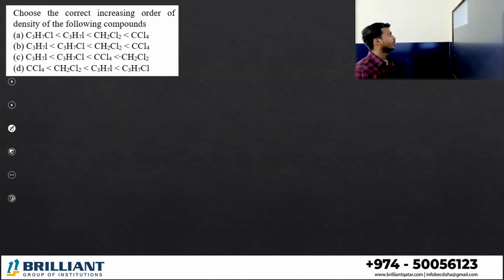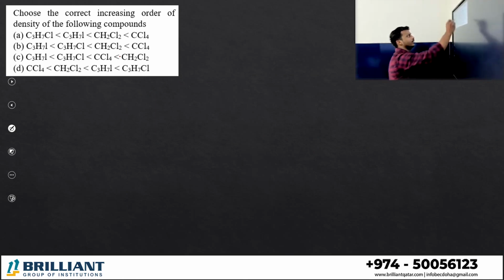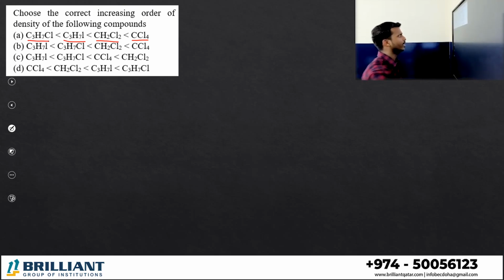Okay. Next. Choose the correct increasing order of the density. Density depends on mass. Which one has greater density, dear all? You can check the masses. First, carbon with 4 chlorine atoms. Here 1 carbon, 2 hydrogen, 2 chlorine only. Here 3 carbon, 7 hydrogen, 1 iodine. Here 3 carbon, 7 hydrogen, 1 chlorine. All of you check it. Definitely option A can be the answer because it has the greatest mass, because it is carbon with 4 chlorine atoms. Greater mass will be there. Okay, you can check it.